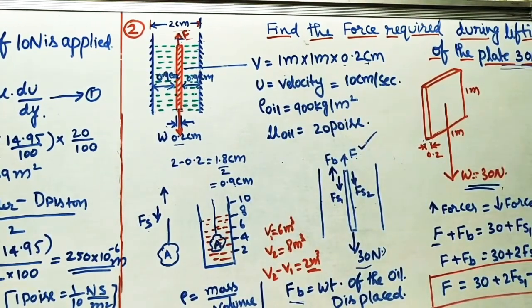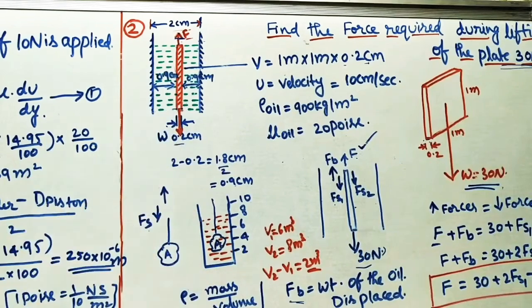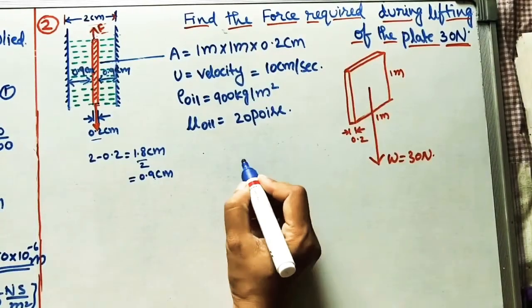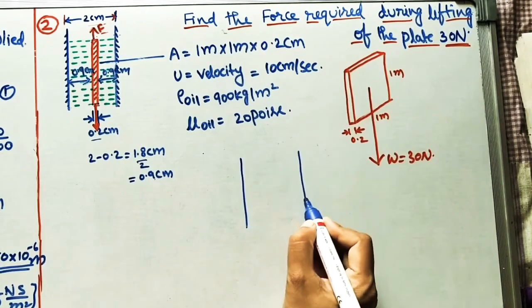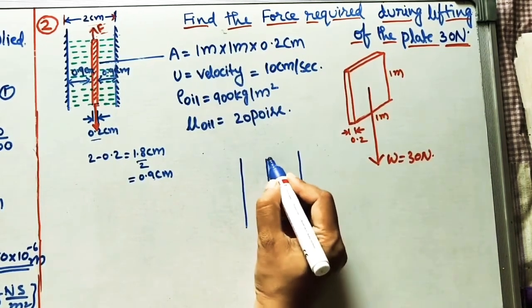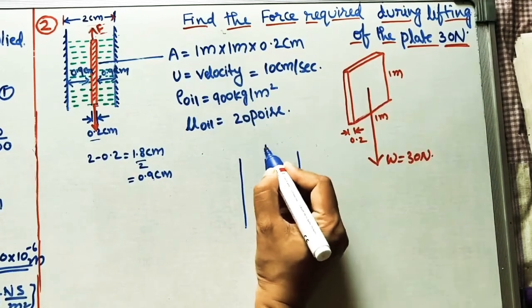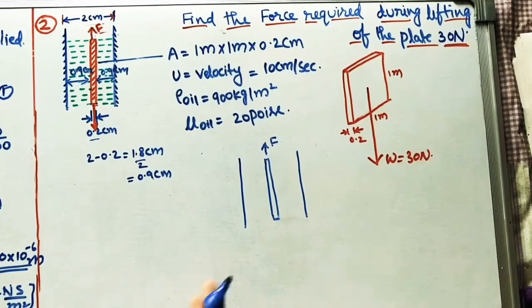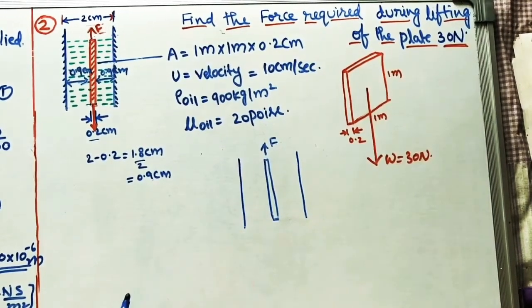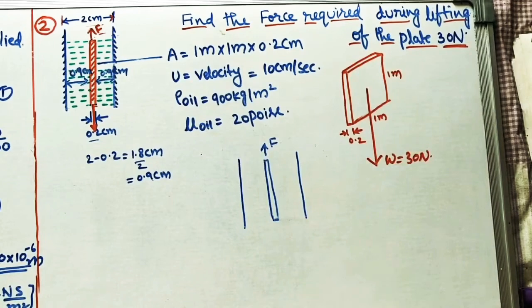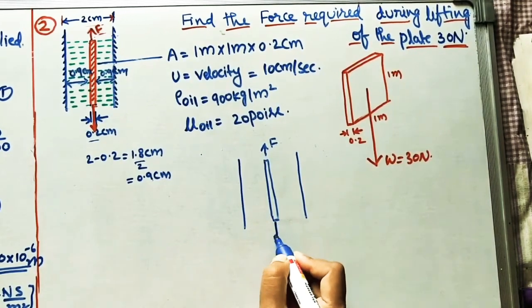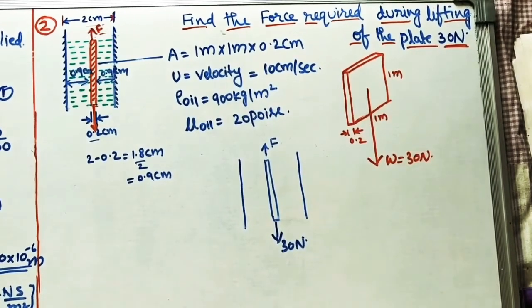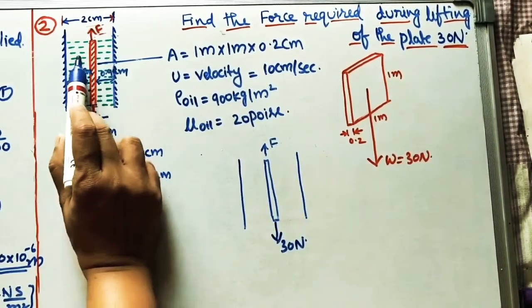Now here, first we have to take what are the forces acting on this plate. Now if we do the diagram here separately, this is the plate. We need to find this force. For finding this force, we have to first consider what are the forces acting on this plate. First one is the weight of the plate, 30 newtons. Weight is always acting in the downward direction. It is 30 newtons.